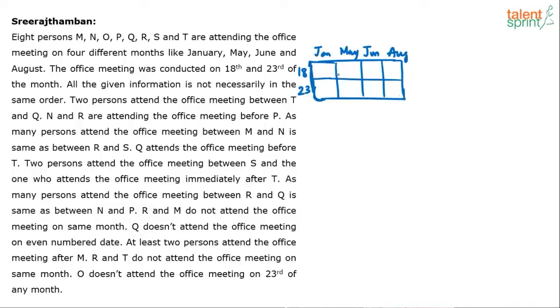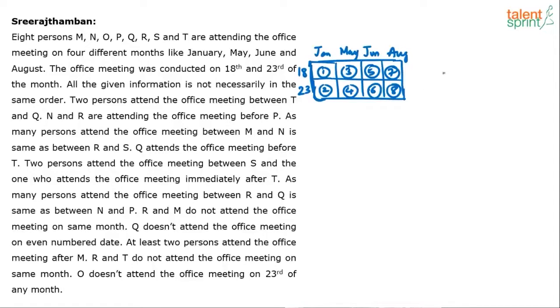Which is the first slot? Tell me. This is the first slot. 1, then 2, then 3, 4, 5, 6, 7, 8. That sequencing is very, very important, right? This is slot number 1. This is slot number 2. Because 18th Jan, then 23rd Jan, then 18th May, then 23rd May, then 18th June, 23rd June, then 18th August and 23rd August. So the count will be like 1, 2, 3, 4, 5, 6, 7, 8.